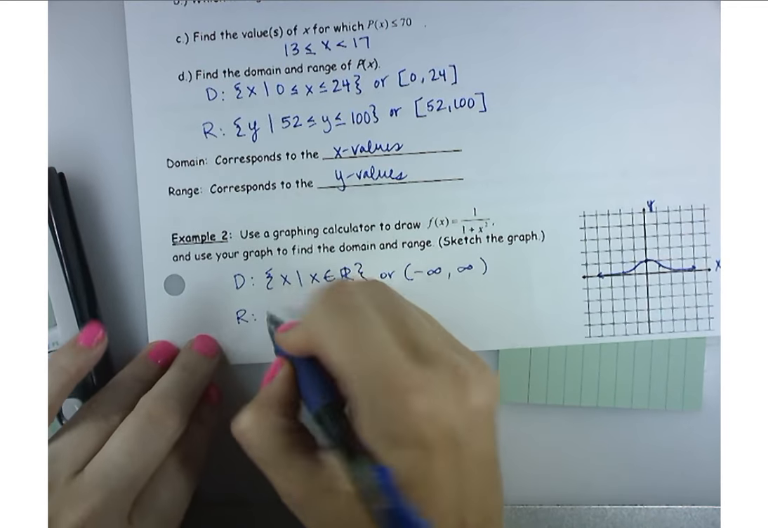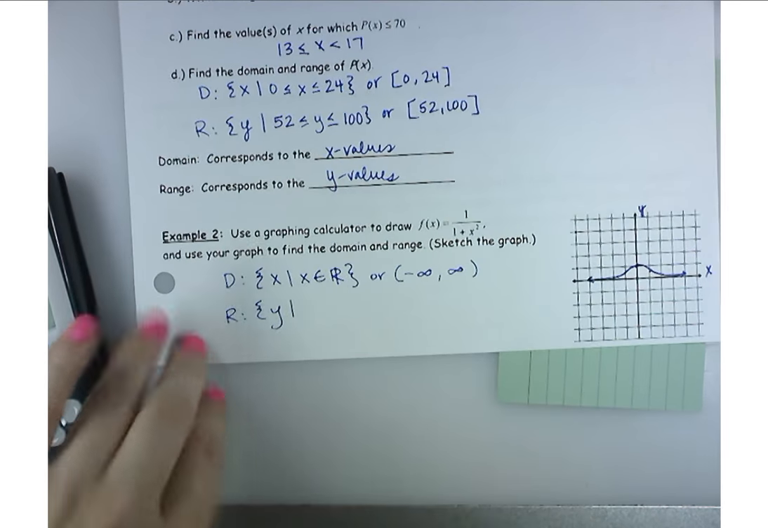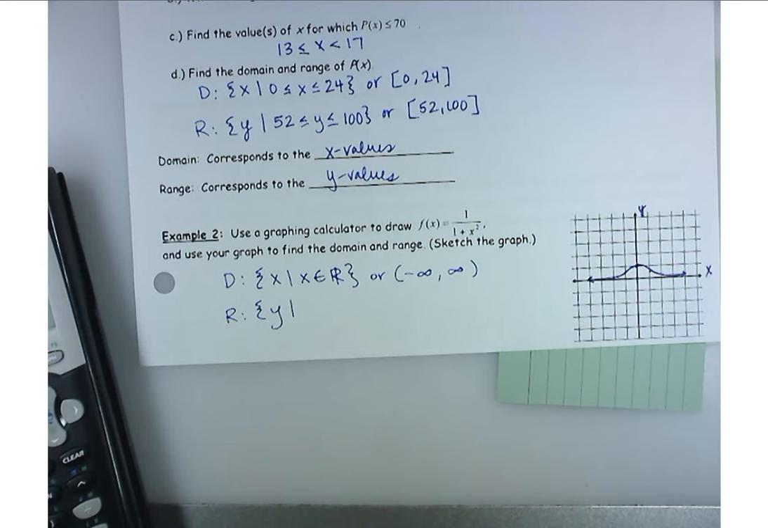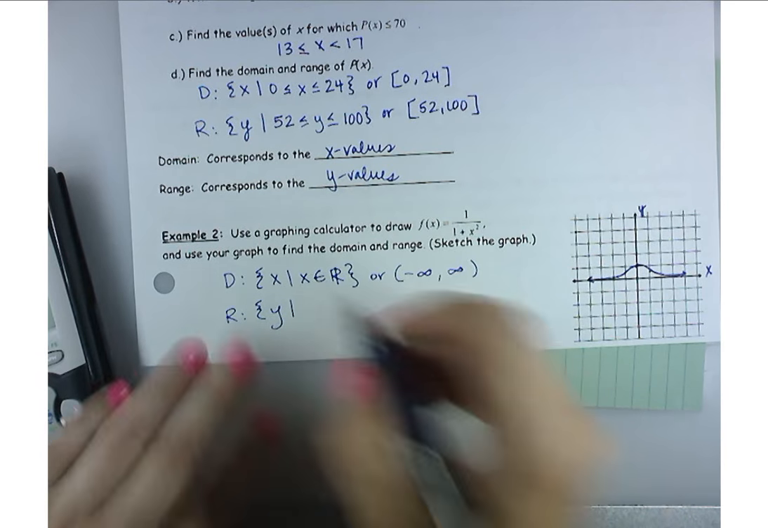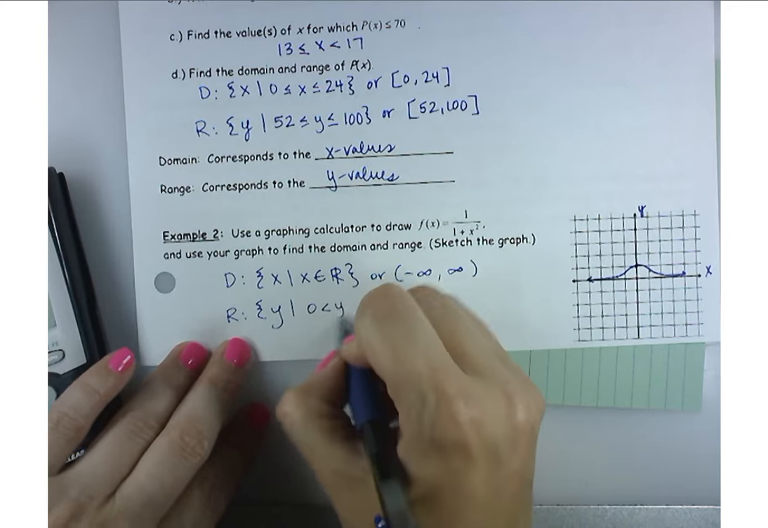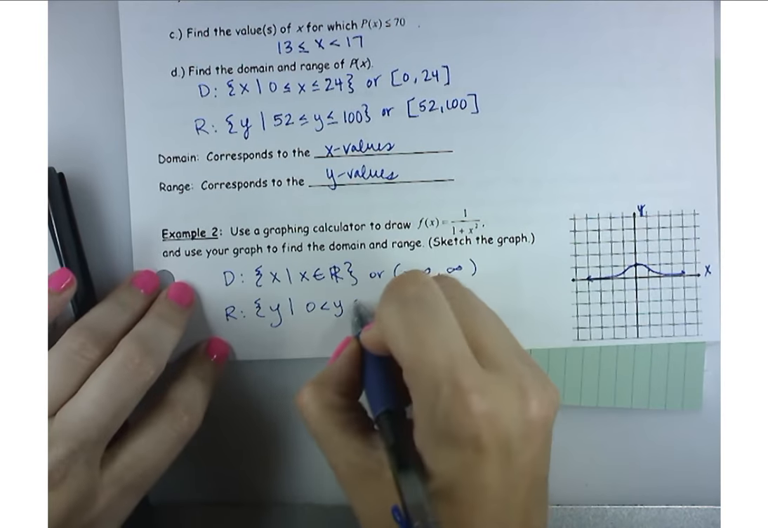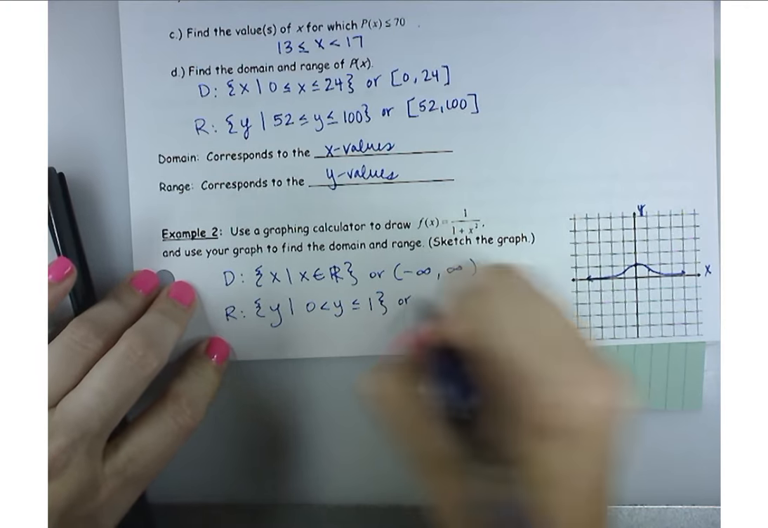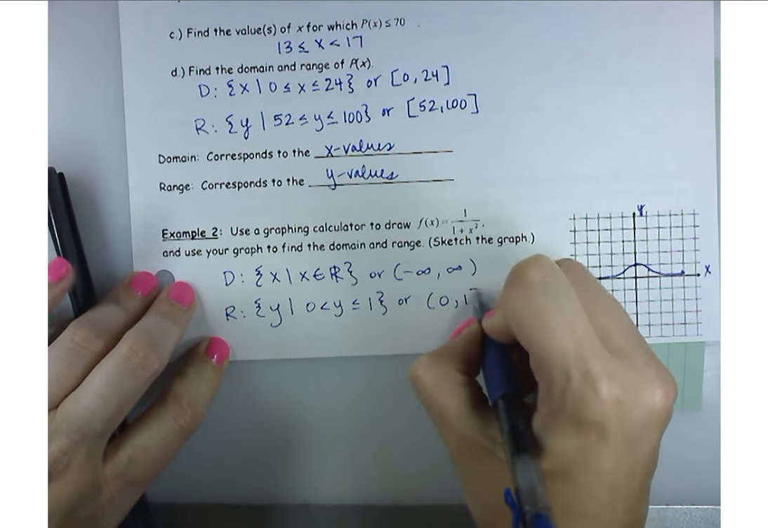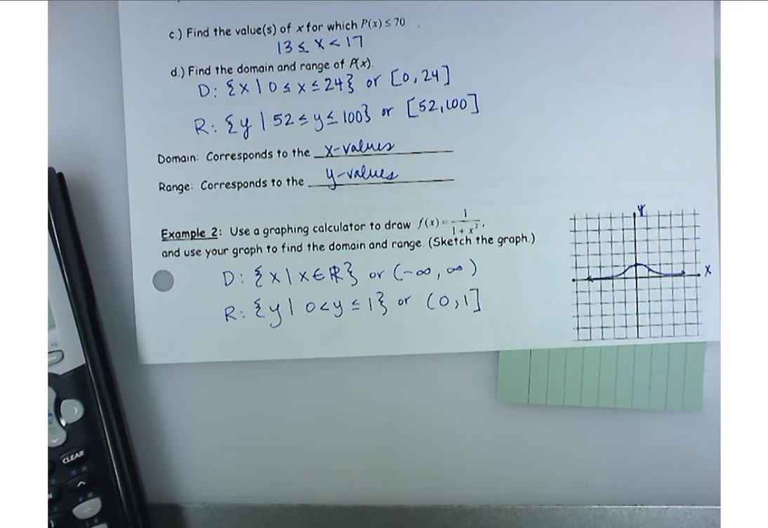And then your range is your set of y values. So we have to find the lowest y value. We just talked about how y never reaches 0; it just gets very, very close to it. So what we would say is 0 is less than y. And then what's the highest y value? It's 1, and it actually reaches 1, so that's why we have to include it. If we wrote that in interval notation, we would have a soft bracket on 0 to show it does not include 0, and a hard bracket on 1 to show that it does include 1.